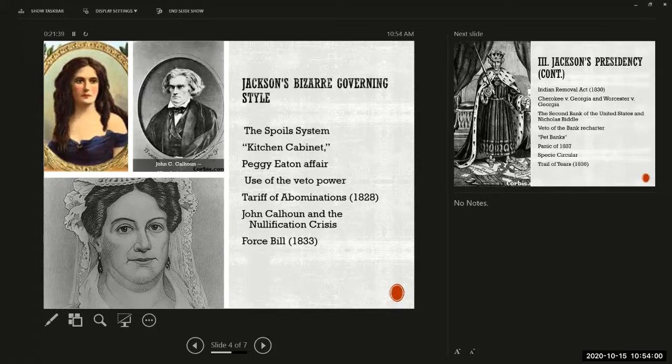You also can't have a president and a vice president from the same state. So when would a president start picking their own vice president? After the 12th Amendment was passed. Okay. So after Jefferson's administration.